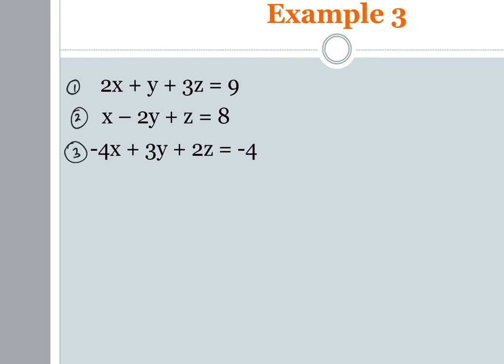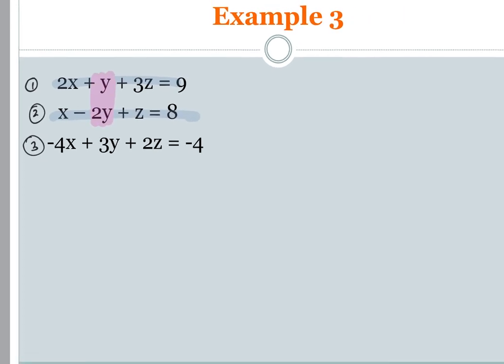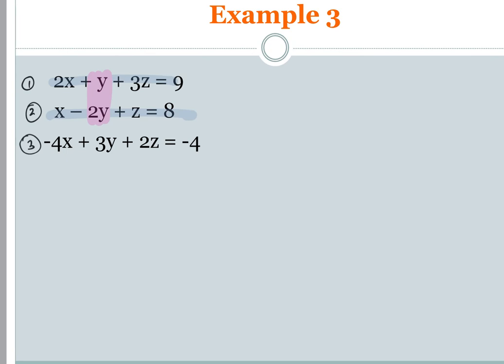All right, so we are going to pick 1 and 2, and we are going to cancel out the y. That was our first plan. So in order to do that, I have to change what? I have to multiply the first one by 2. So I'm going to get 4x plus 2y plus 6z equals 18. Make sure you go across the equal sign.